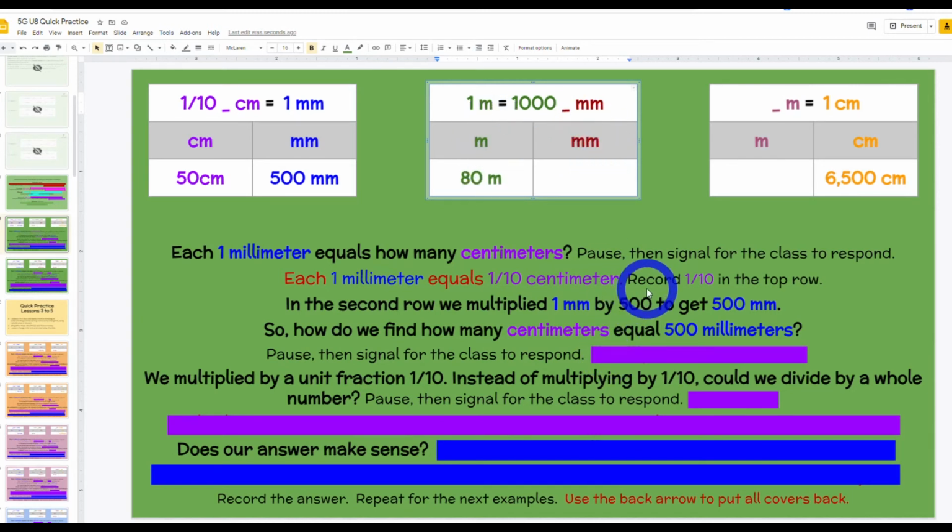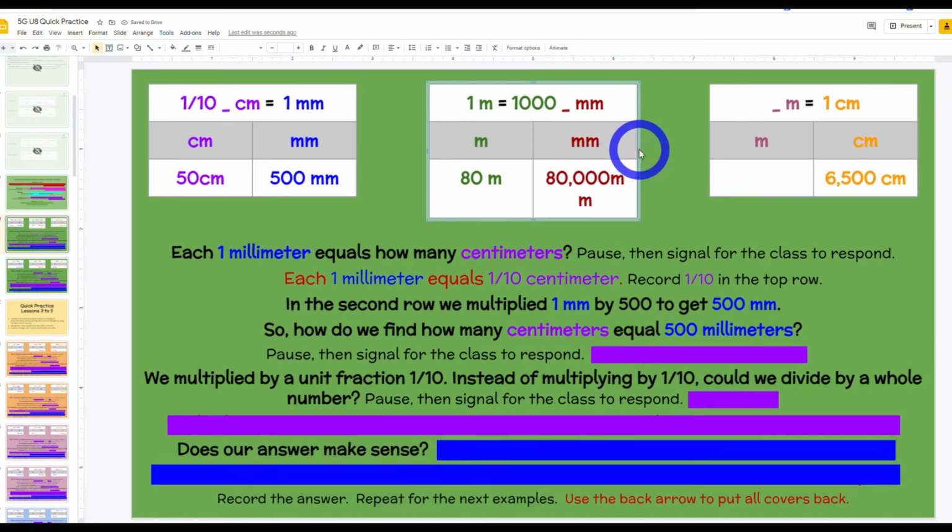Boys and girls, will I multiply then or divide? And then students should say, if I go from a large unit to a small unit, I am going to multiply. Class, how many millimeters are in 80 meters? Class, and they would say 80,000 millimeters. Okay, boys and girls, does our answer make sense? And then they need to talk about how they know it makes sense. It makes sense because the millimeters has a lot more than the meters. So the smaller the unit, the more we need.